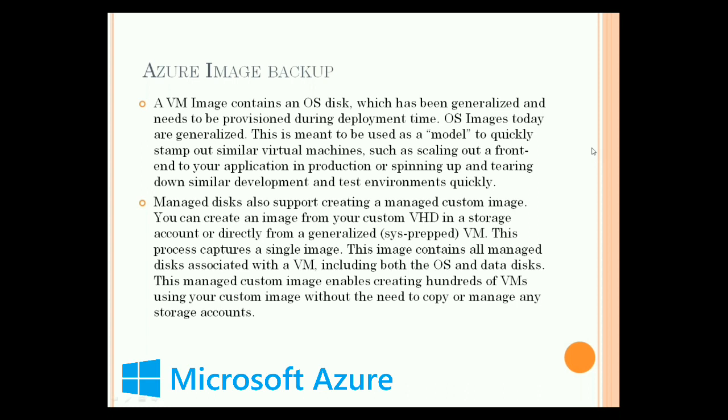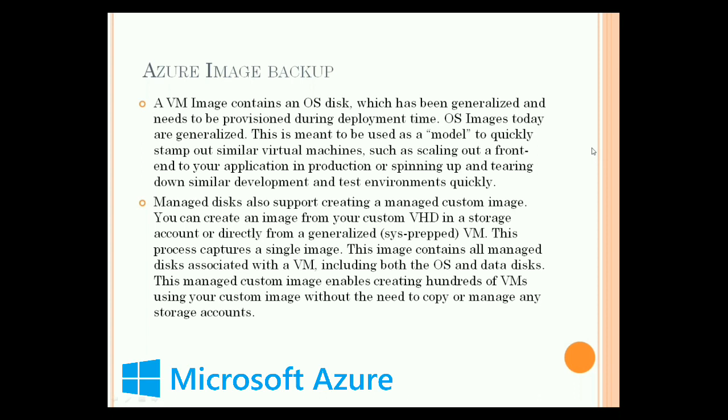VM images contain the OS disk. An image contains the operating system, like a C drive on our own machine. A VM image contains an OS disk which has been generalized and needs to be provisioned during deployment time. So simply, an image is equal to an operating system. OS images today are generalized.